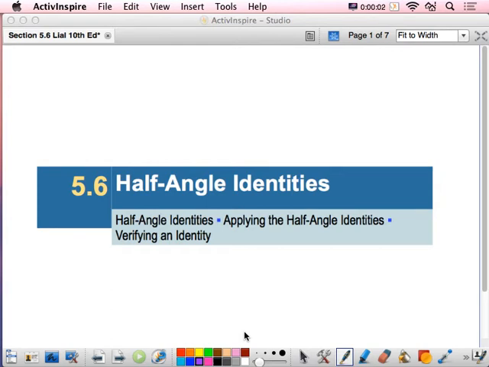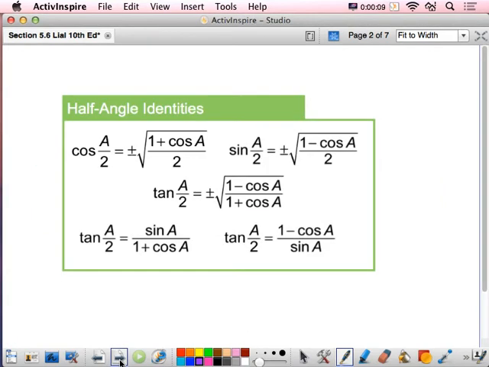For the final section in Chapter 5, we have 5.6, which are the half-angle identities. They're the bad ones because they involve square roots. There is one half-angle identity for cosine, one half-angle identity for sine, and 3 for tangent of half of an angle. Notice that in each of these, the left angle is half of the right angle, whereas in the double angle identities, the left angle is double the right angle. Does that make sense? Yes. Okay. So they're very, very similar.